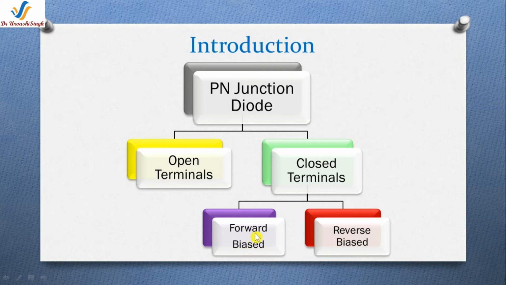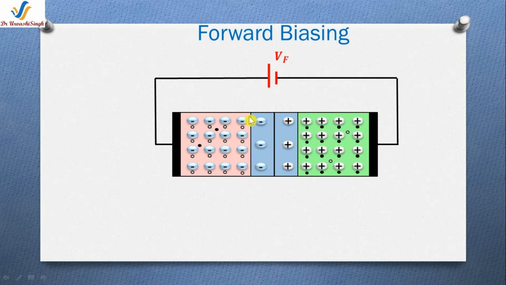What is the forward bias mode? It depends on how the applied voltage terminals are connected to the P and N materials. So let's start with the forward biasing. Before studying the forward biasing in detail, let's first quickly recall the important concepts of the open PN junction diode.